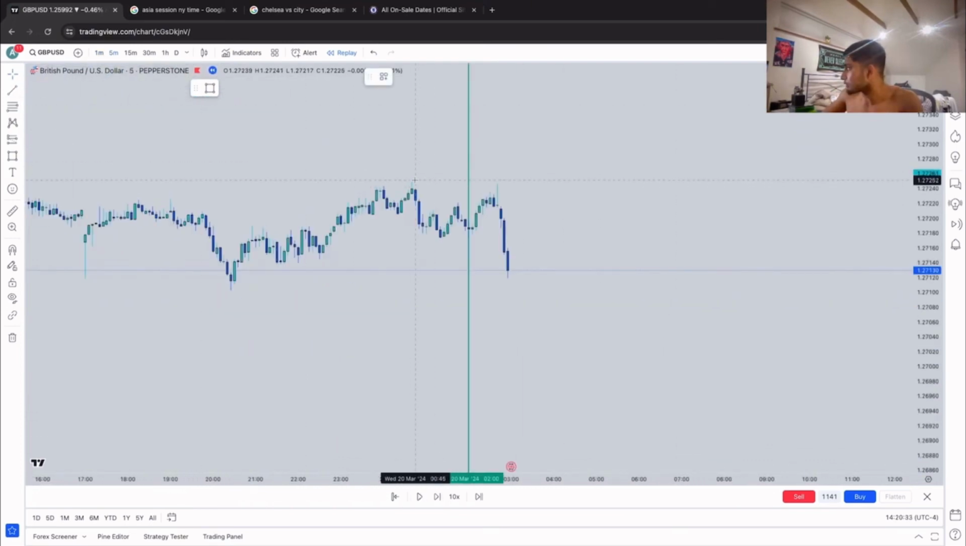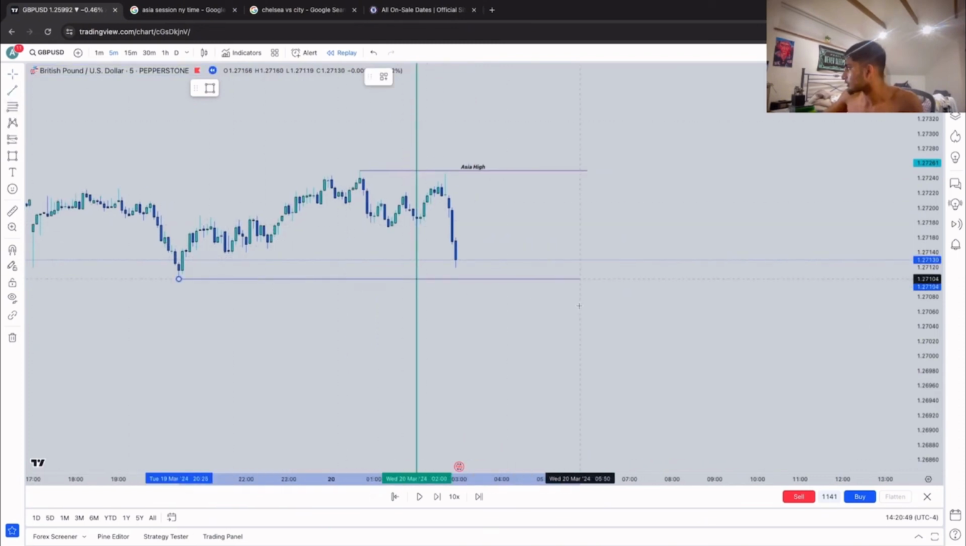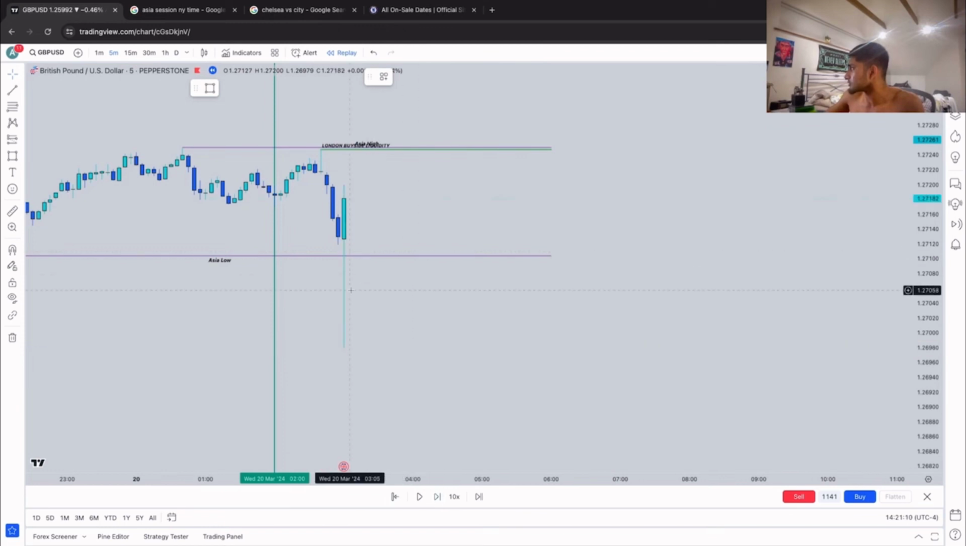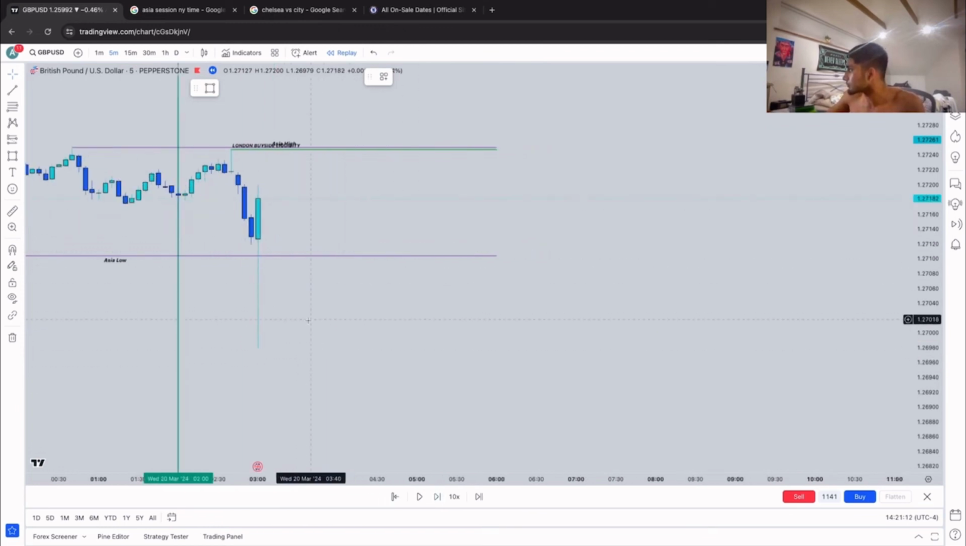As you guys will know now, we mark out the Asia high and the Asia low. There's our Asia high, we have our Asia low. Here is our London buy side, just to form our London sell side. So you can see here, I'm pretty sure this was a news drop. So now what we want to do is, Asia low has been taken out.